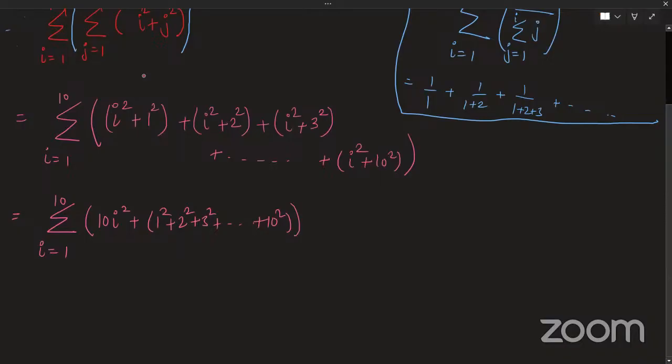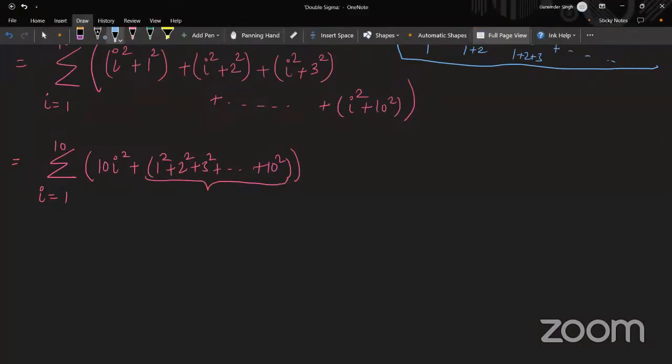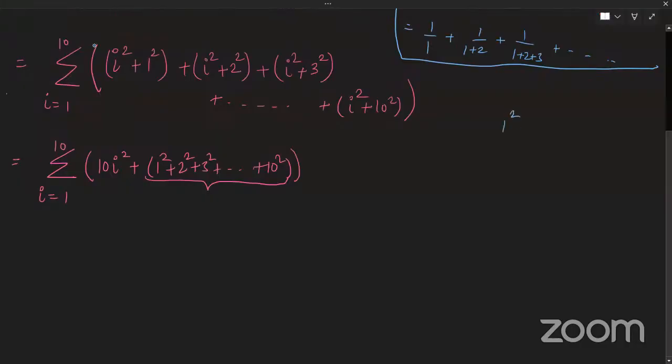Yes, sir. Can you tell me what is the value of this thing over here? What is the value of 1 square plus 2 square, and so on till 10 square? n into n plus 1 into 2n plus 1 by 6. So will it be in terms of n or will it have a constant value? Constant value, sir. In place of n, I will put 10. So 10 into 11 into 21 whole by 6.